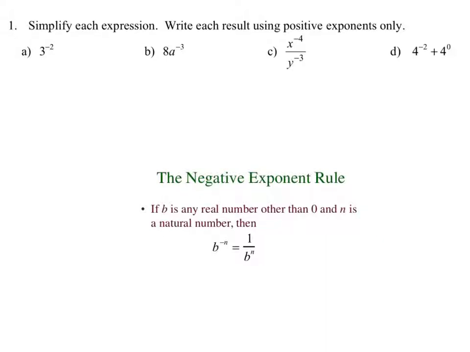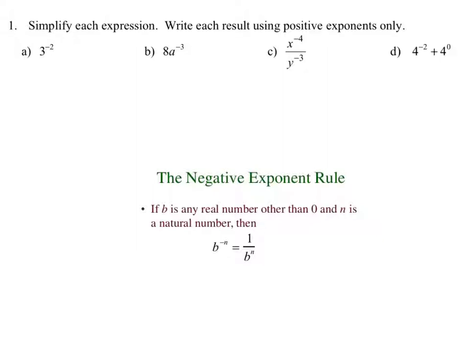Let's simplify each expression. We're going to write each result using positive exponents only. So, quick review, the negative exponent rule. If b is any real number other than 0 and n is a natural number, then b to the negative n power can be written as 1 over b to the positive n power. So that's one way we can deal with negative exponents, is to make them positive.